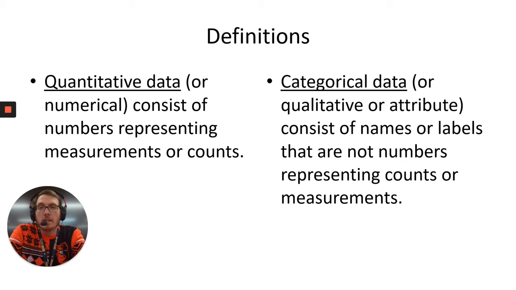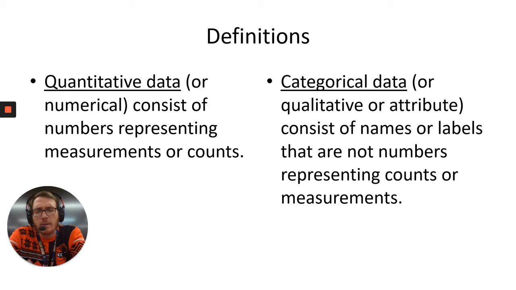The next category is dealing with quantitative data or categorical data. Quantitative data can also be written as numerical data. So those two things are synonyms. And that means they consist of numbers that represent some type of measurement or have some type of counting involved, or anything that deals with where the numbers mean something and there's a difference between them.